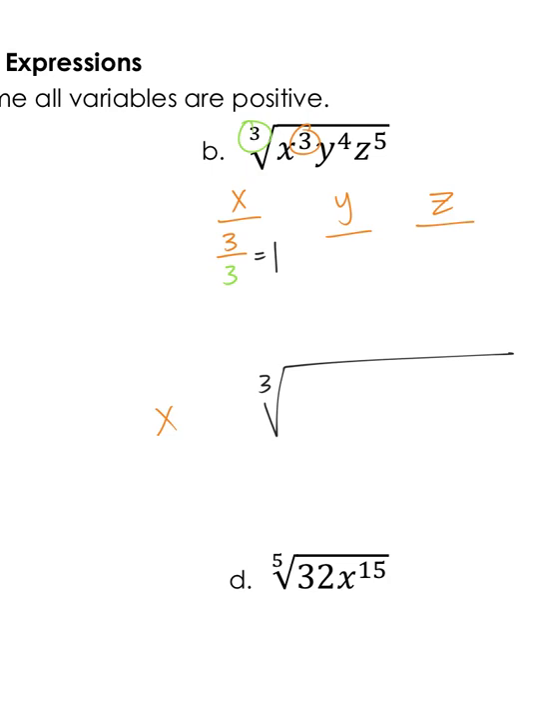All right, for y, I'm going to take the exponent, divide it by the index. That's going to give me 1 and 1/3. So I'm going to take this 1 outside, my whole number is going to go outside.